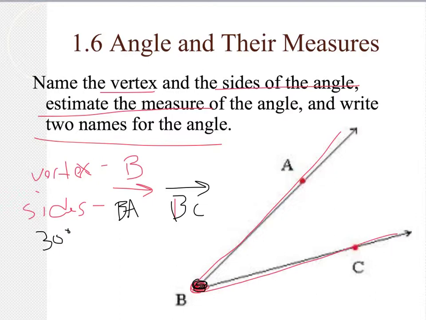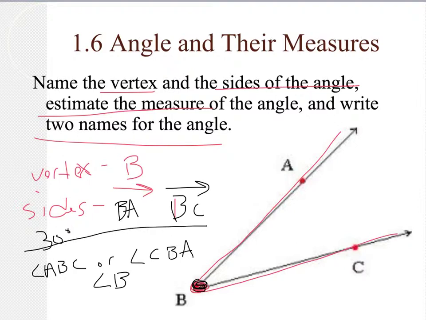Two names for the angle. I could write angle ABC or angle CBA. Another one, a third one that we could actually write, because this is only one angle, we could name it by its vertex, angle B. So all of these could be three possible names. I know it says just two, but you can actually name three.